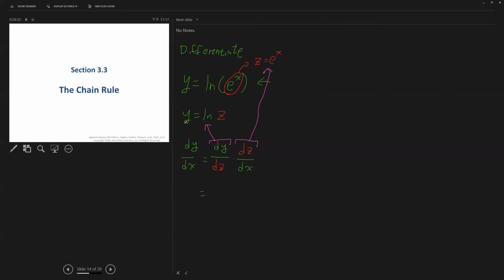dy/dz, right? The derivative of ln z is just going to push the z down to the denominator, and multiply by dz/dx. The derivative of e to the x is still e to the x, right? And that gives us e to the x over z. Now let's replace z back with its original expression, which is e to the x. And e to the x over e to the x is just equal to 1. Okay, and we're done.